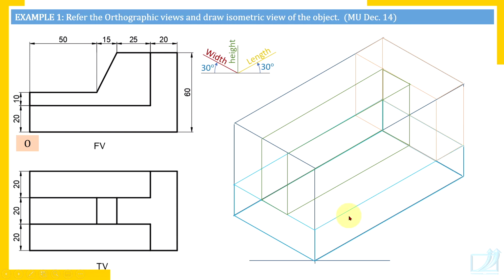So by drawing boxes for each and every part of the body, we are creating those planes. Now check here. Front surface of the base plate. Front surface. Why front surface? Because that is visible surface.